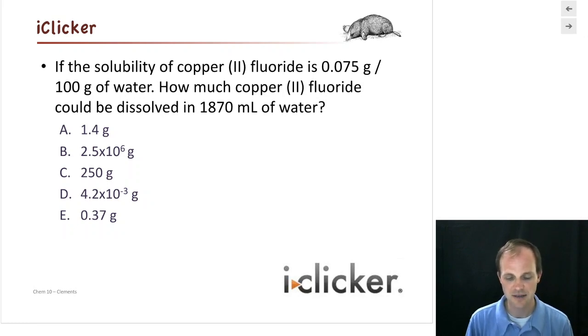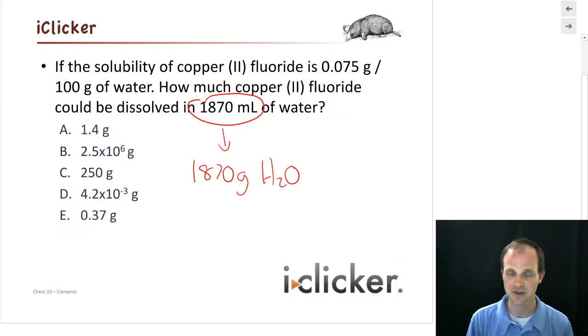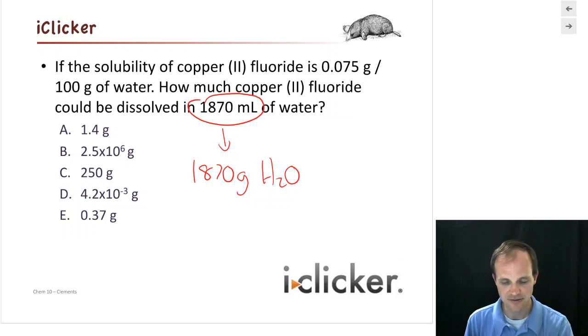All right. The solubility of copper 2 fluoride is 0.075 grams for every 100 grams of water. How much copper 2 fluoride can be dissolved in 870 milliliters of water? Pause your video, try it out. All right. When you're working this out for me, show your work. I'm going to cheat because it's water, and only because it's water. I know that's 870 grams of water because the density is 1, but you want to show that work if you're ever showing work to me. All right, so 870 grams of water.